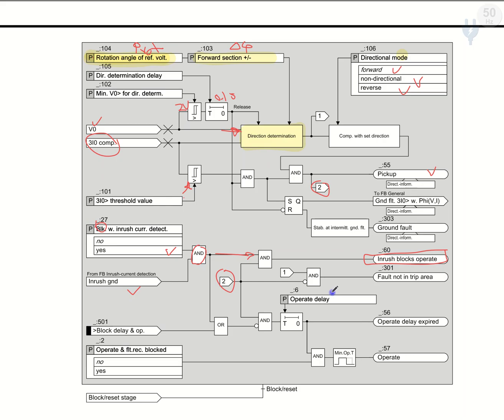And we have some operation delay. This operation delay is 0.05 seconds or something. This is according to our system and our desire, how much we should give. And this block actually blocks the operation.